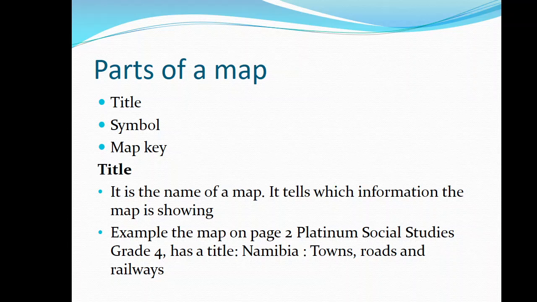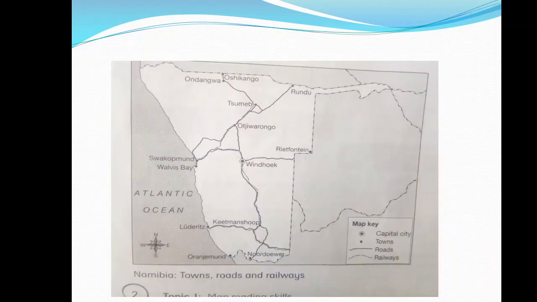grade 4, you can see that that map on page 2 has a title which is Namibia, Towns, Roads and Railways. By looking at the title, you can see that the map is showing the towns, roads and railways that you can find in Namibia. So this is the map that you are talking about. By looking at it, you can see that it's showing you the towns as they are written there, and also the roads and the railways.